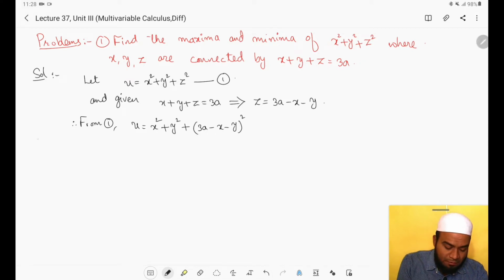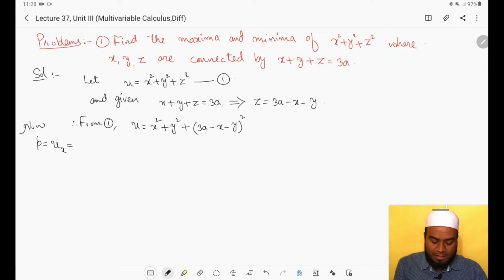So we will find p. Now what we are doing, we are finding p. p is nothing but u_x, the partial derivative of u with respect to x. So what will we get? The derivative of x square is 2x, the derivative of y square is 0. With respect to x we are differentiating, so 2 into the remaining (3a minus x minus y), right? And the internal derivative, this is the derivative of (3a minus x minus y) whole square, right?